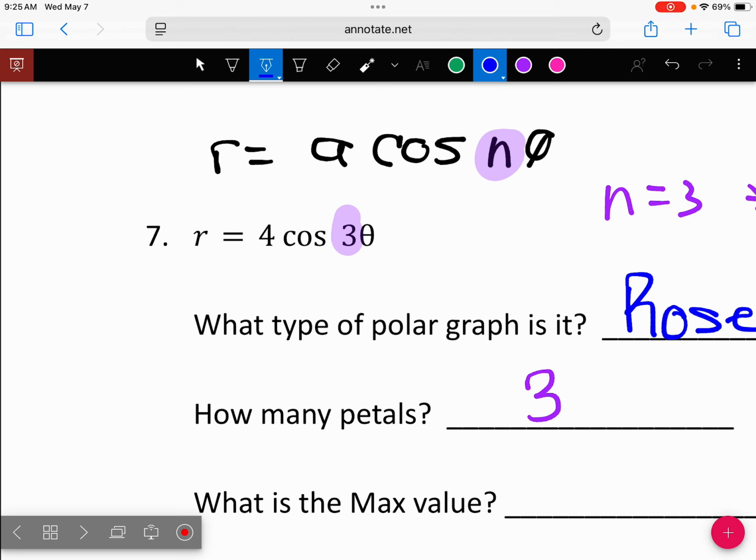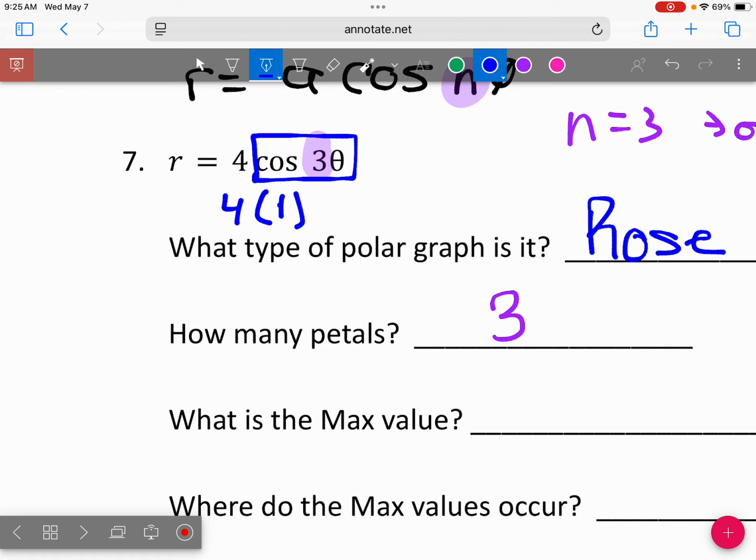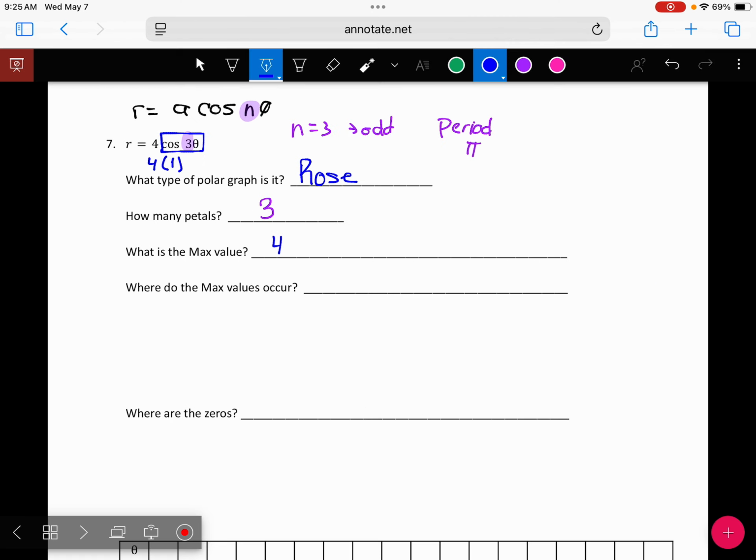That would be if you're thinking theta being 1. It's not that cosine of 3 times 1. This thing, cosine of 3 theta, would equal 1, 4. So our maximum value is 4. So what that tells me is the farthest out this is going to go on our circle is out 4, to radius 4.